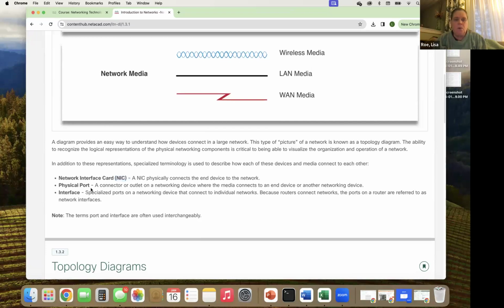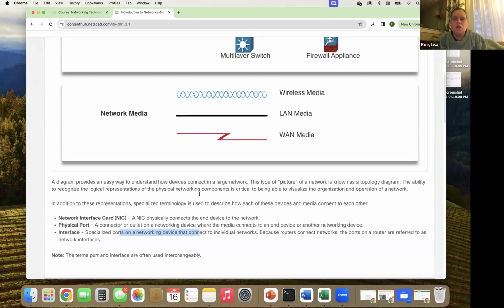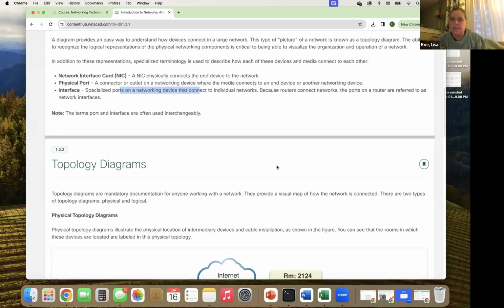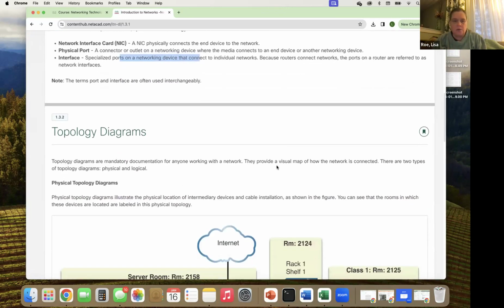So we have the physical port that a cable will get plugged into. And then we have interfaces as well on some intermediary devices, because certain devices like routers and switches also have ports on them. Again, we will get into this later, but just understand these terms.